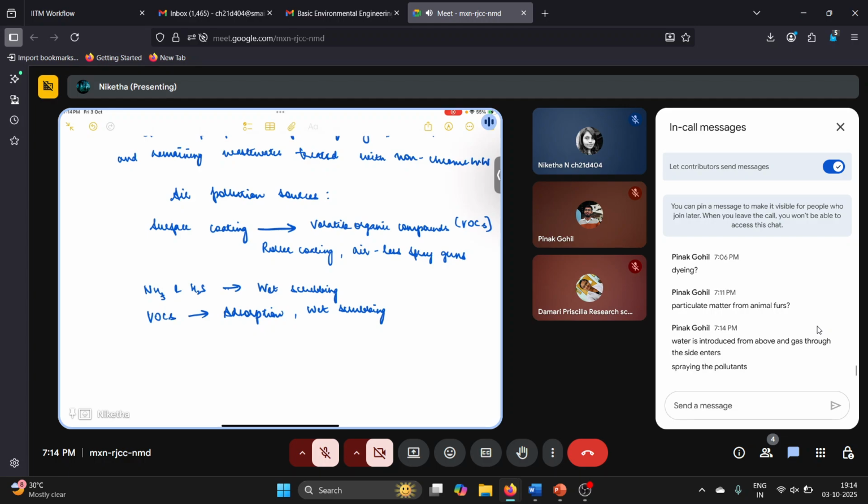Yeah, so water is introduced and it is sprinkled basically. So the sprinkling makes sure the water droplet sizes are small, and smaller droplets will have a larger surface area. So that will mean that the diffusion or the mixing of the gas into the liquid will be higher. So for that to happen, we need to make water droplets. So that is why we use sprinklers.